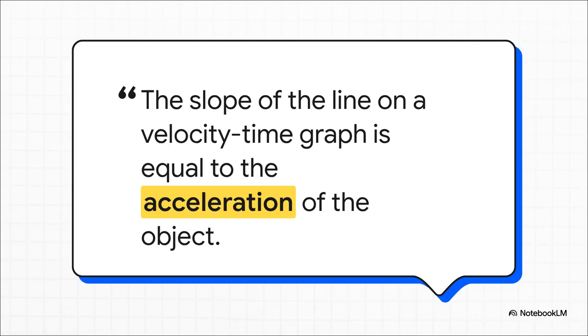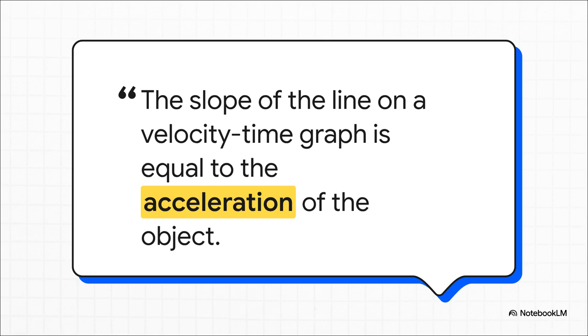Slope is rise over run, right? So here, that's the change in velocity divided by the change in time. And guess what? That is the definition of acceleration. So if the velocity is changing really fast, you get a steep slope, which means high acceleration. If the velocity isn't changing at all, you get a flat line, zero acceleration.